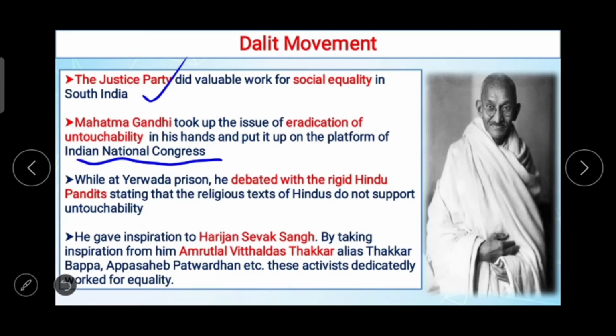While at Erwada prison, he debated with the rigid Hindu Pandits, stating that the religious texts of Hindus do not support untouchability. He gave inspiration to Harijan Sevak Sangh. By taking inspiration from him, Amrutlal Vittaldas Thakkar or Thakkar Bappa, Appasaheb Patwardhan, etc. These activists dedicatedly worked for equality.